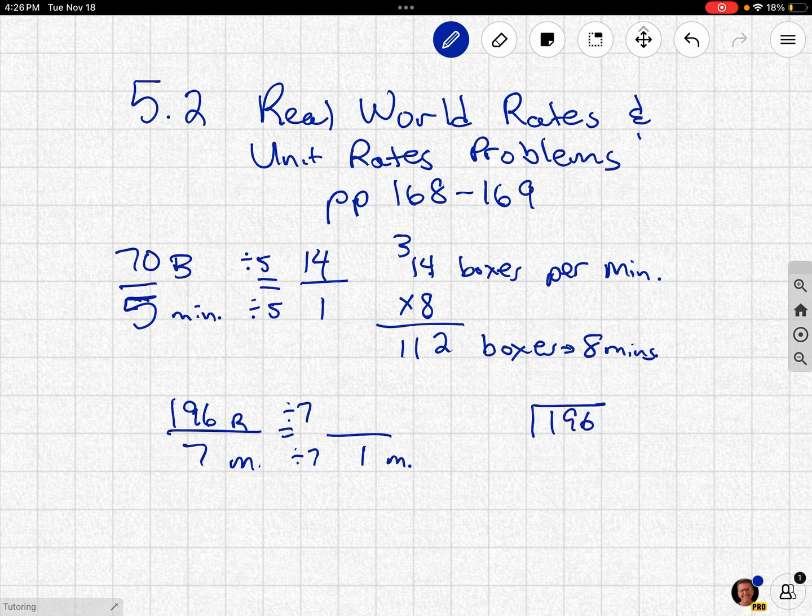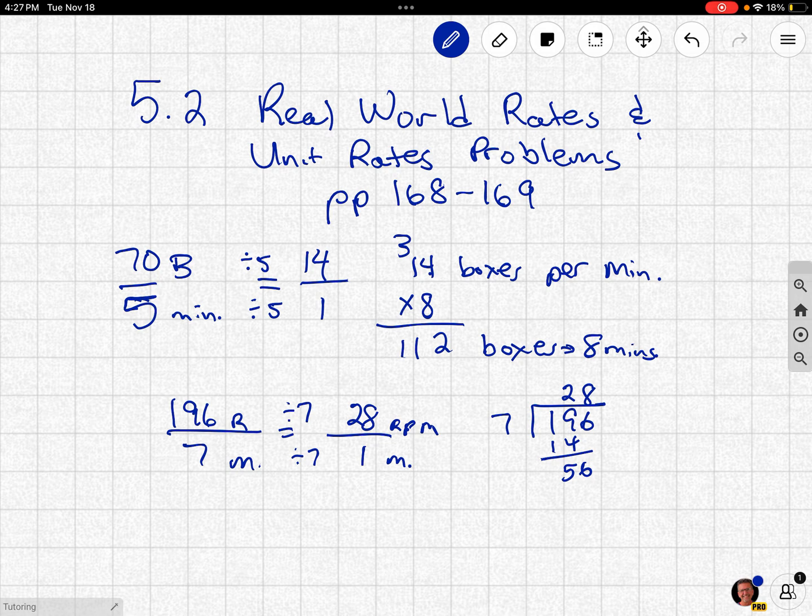196 divided by 7. That goes in twice, which is 14, and that's a 5, 56, and 8. So it does 28 revolutions per minute. That's the answer to part A.